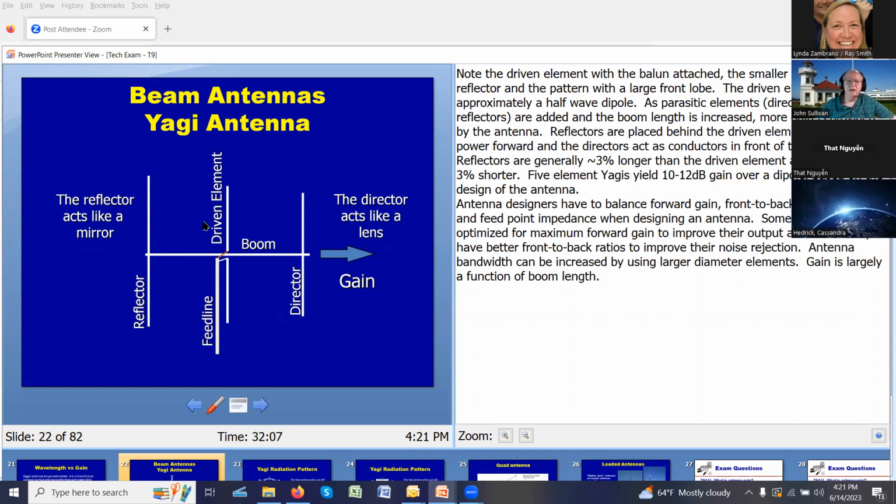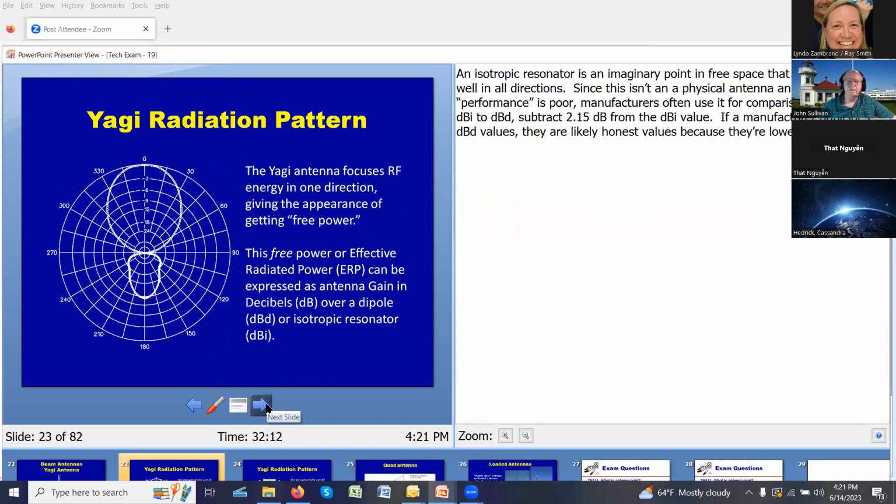But this is the important concept. You've got a driven element, a reflector, and a director. It focuses the energy in one direction. And this is the kind of pattern. This would again be looking down at a Yagi antenna. And you can see here's the energy lobes. So it's got some in the back that goes past the reflector and a lot of energy going forward and almost zero on the sides. So the total amount is still the same. It's just pushed in one direction, if you will.